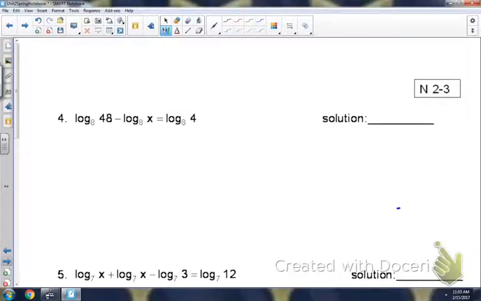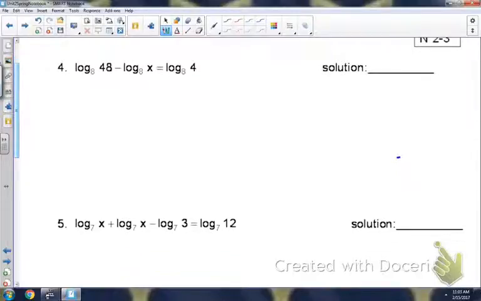All right, looking at 4. Notice we have all log terms. The left side we have 2 logs, the right side we have 1. We want that left side to condense into 1. So notice the bases are the same, so we have log base 8. Notice we're subtracting, so to condense into 1, we're going to divide. So I'm taking the first one, which is 48, that will be on top, over the second one, which is x.